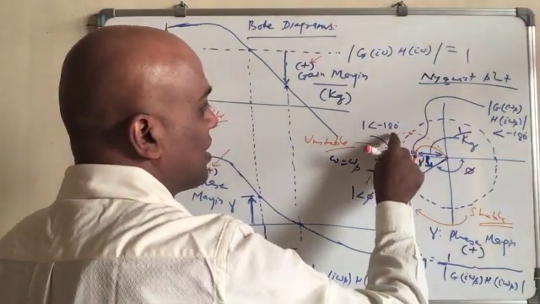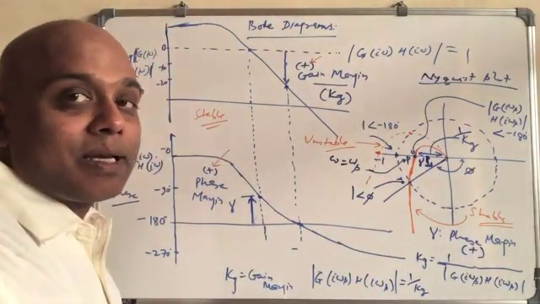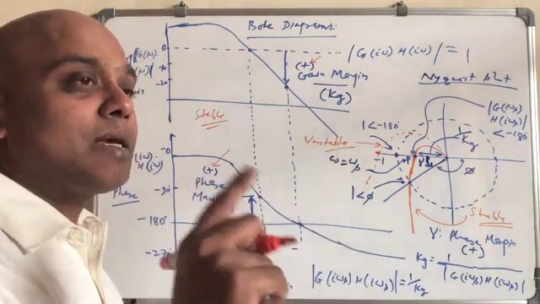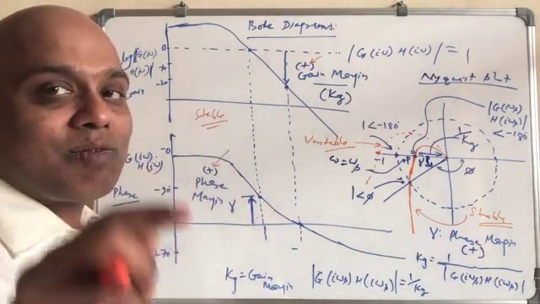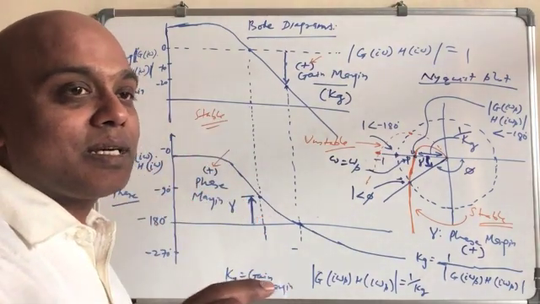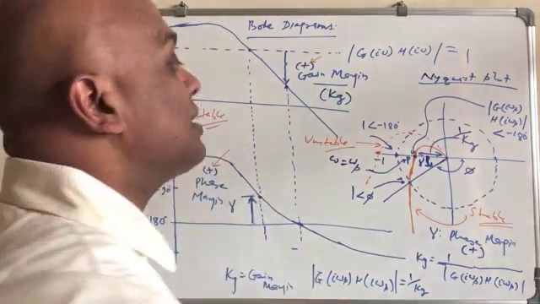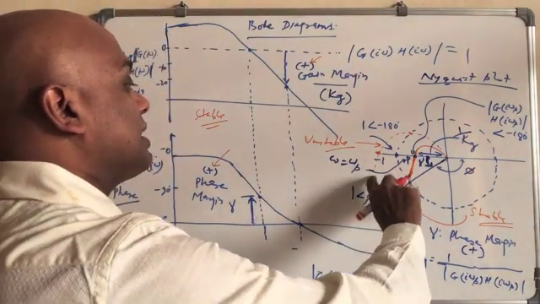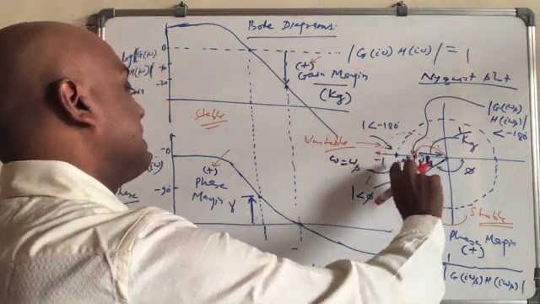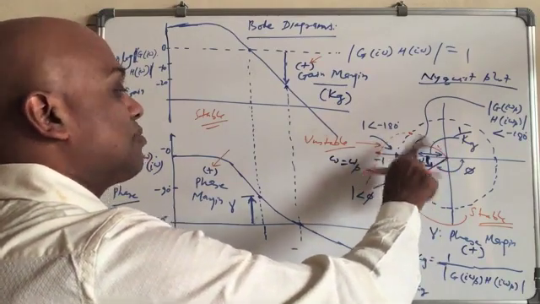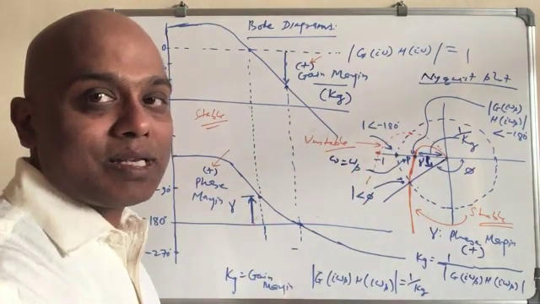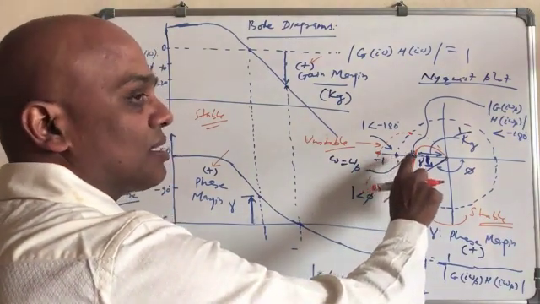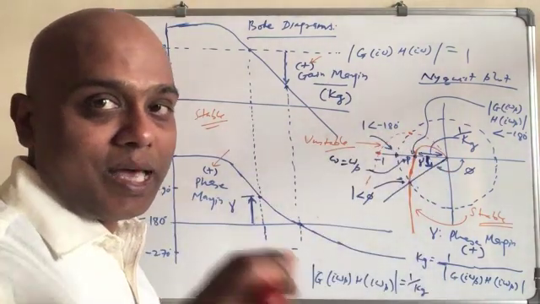Now if it is going anti-clockwise, then that really means N equal to minus 1, right? And in that case, Z minus P equal to minus 1. That really means at least one pole is there on the right S-plane. In both cases, either anti-clockwise or clockwise, as long as you are encircling the point minus 1 plus 0i, the system is not stable.